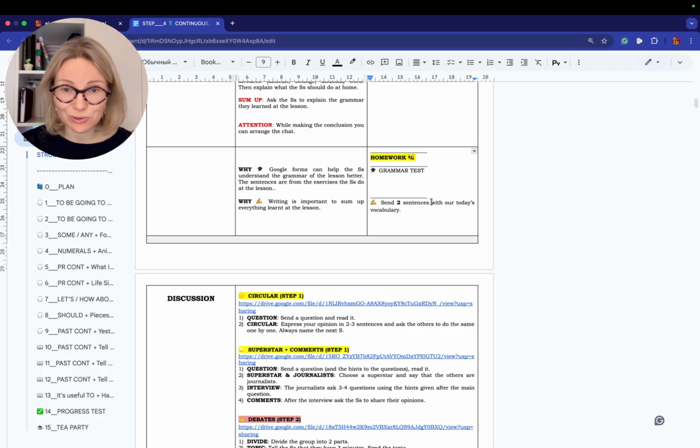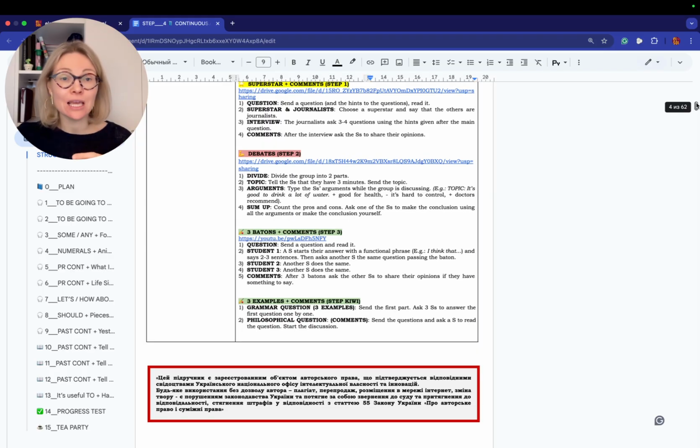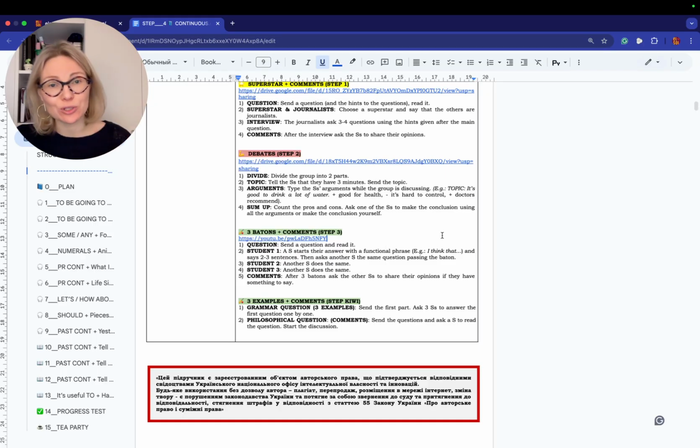That's all for today. I hope that you will enjoy this step. It's really fresh and very unusual. We start the listening part already. Pay attention that here you also have some instructions. There will be more instructions. I will add how to work with superstar comments, how to work with examples, and of course you remember that this is intellectual property, and if you haven't bought it before, in that case you're working only with ELSO students.